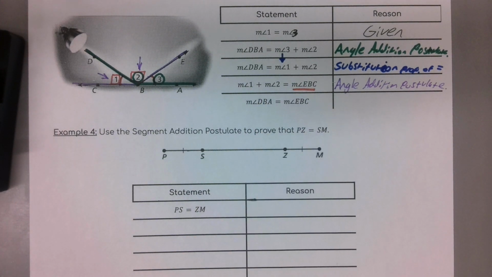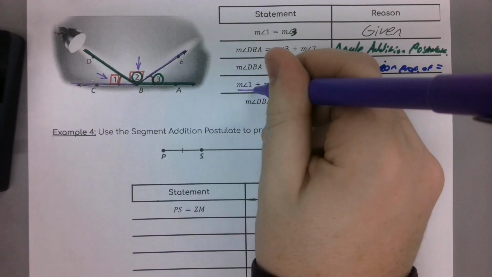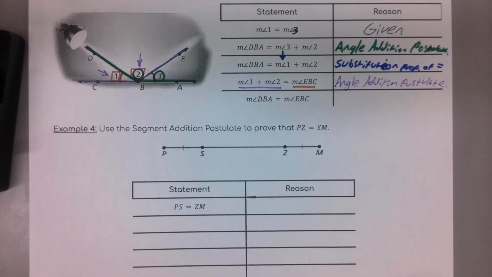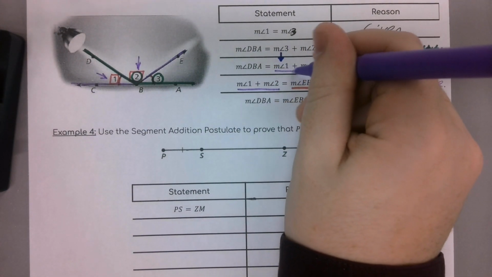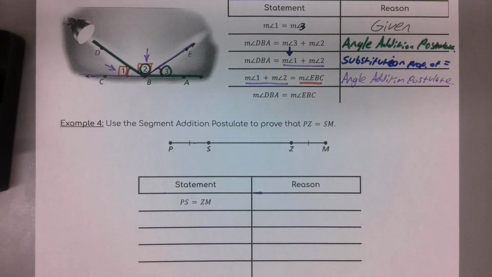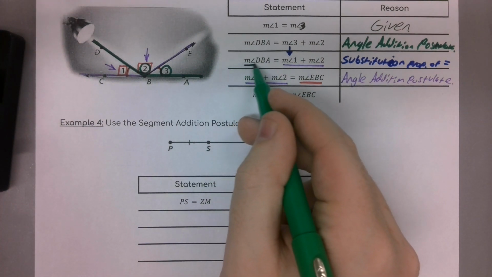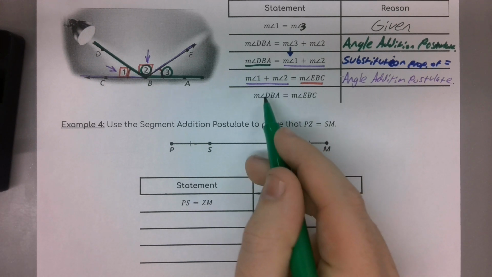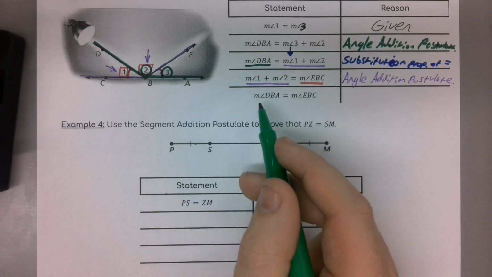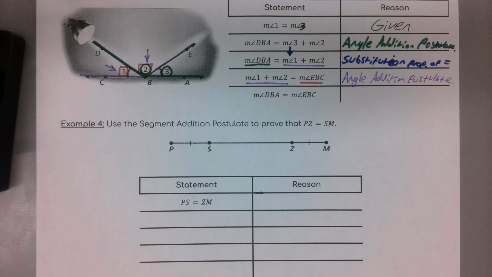This statement also says that the measure of angle 1 plus the measure of angle 2 equals something. Do we see another place where the measure of angle 1 plus the measure of angle 2 is? Right above it. And the other piece of information that we're given is that piece we need down here, the measure of DBA. Ooh, I think I'm starting to see a pattern form.